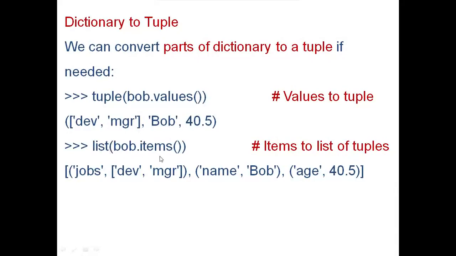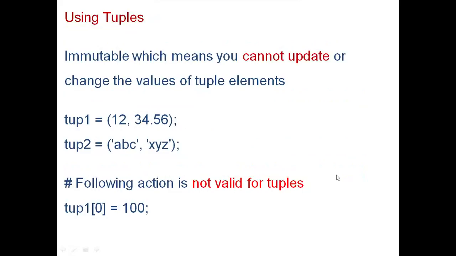list(bob.items()), right? Items means it will retrieve both the keys and the values. So you see here, when you say items, it will form tuples, right? The tuple's first value will indicate the key. Here in this case it's job, and the second value of the tuple will be the value assigned for that particular key. So you have a list of values, right? And here name is going to be Bob, age is going to be 40.5, right?